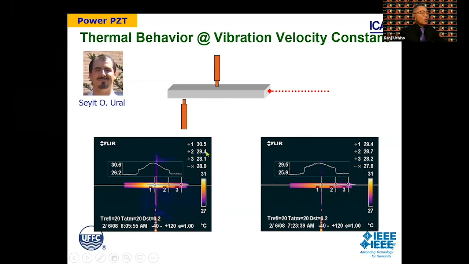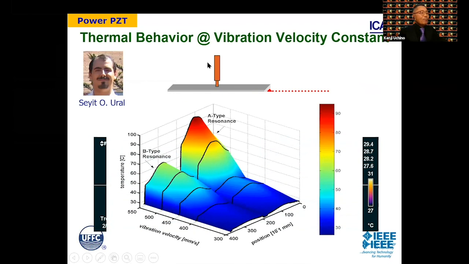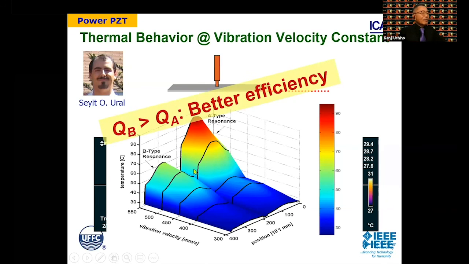If I show you the temperature profile in both resonance and anti-resonance situations, resonance creates a 100 degrees C temperature rise under the same vibration mechanical output level, but with the B-type anti-resonance, we generate only 60 degrees. So you can suppress the temperature or heat generation while increasing the vibration velocity. So Q sub B gives better efficiency.